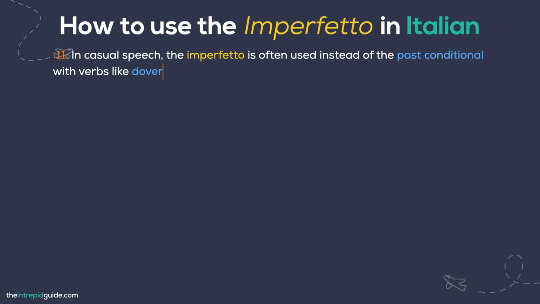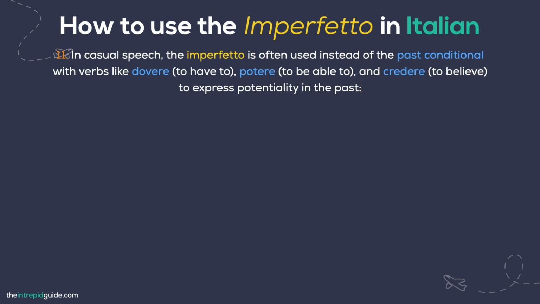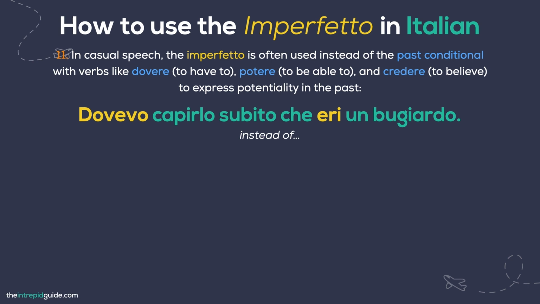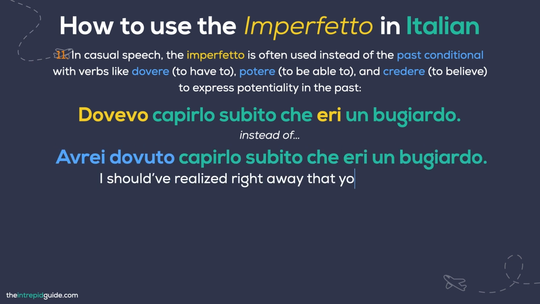In casual speech, the imperfetto is often used instead of the past conditional with verbs like dovere, to have to, potere, to be able to, and credere, to believe, to express potentiality in the past. For example, you could say, Dovevo capirlo subito che eri un bugiardo, instead of saying, Avrei dovuto capirlo subito che eri un bugiardo. I should have realized right away that you were a liar.